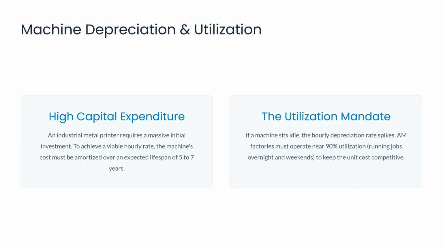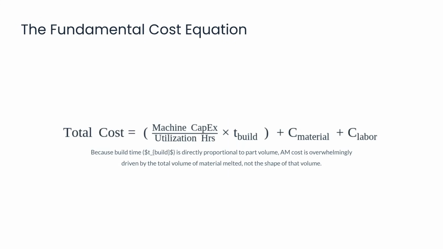Given the massive initial investment, industrial printers must operate near 90% utilization to amortize costs effectively over their 5 to 7 year lifespan. If machines sit idle, the hourly depreciation rate spikes, making the final parts uncompetitive. The fundamental cost equation in additive manufacturing shows that build time is directly proportional to part volume. Therefore, production costs are primarily driven by the volume of material melted, regardless of the part's shape.